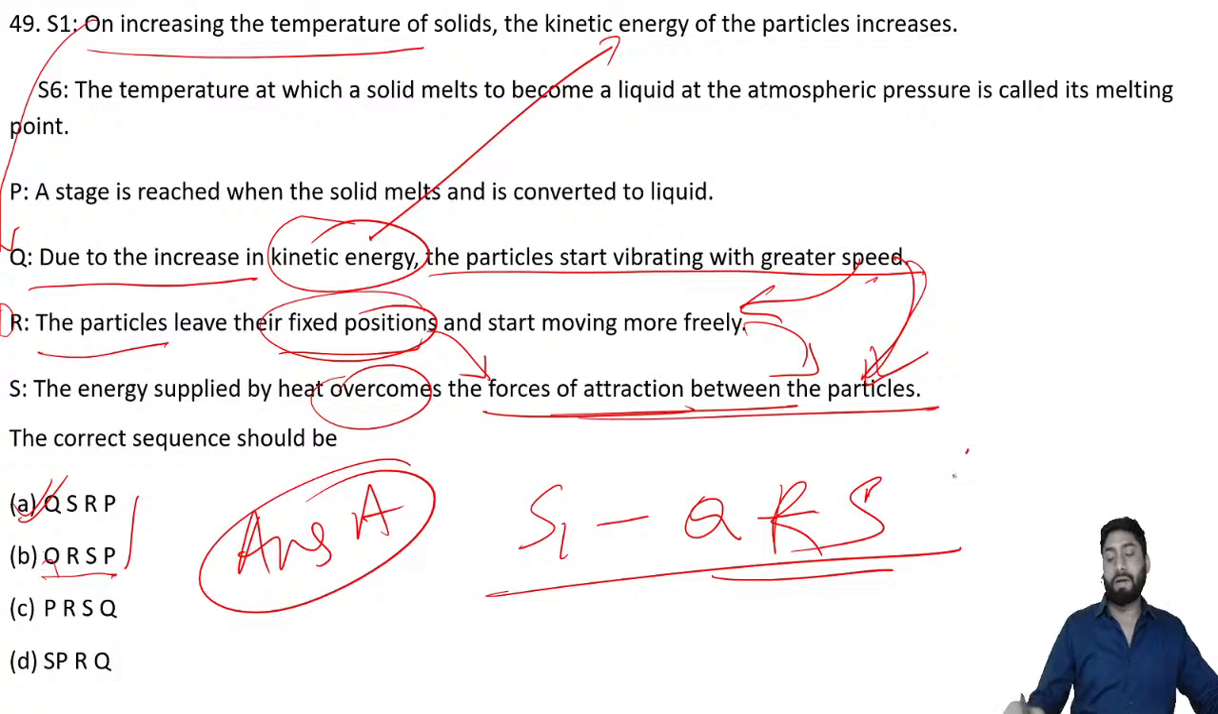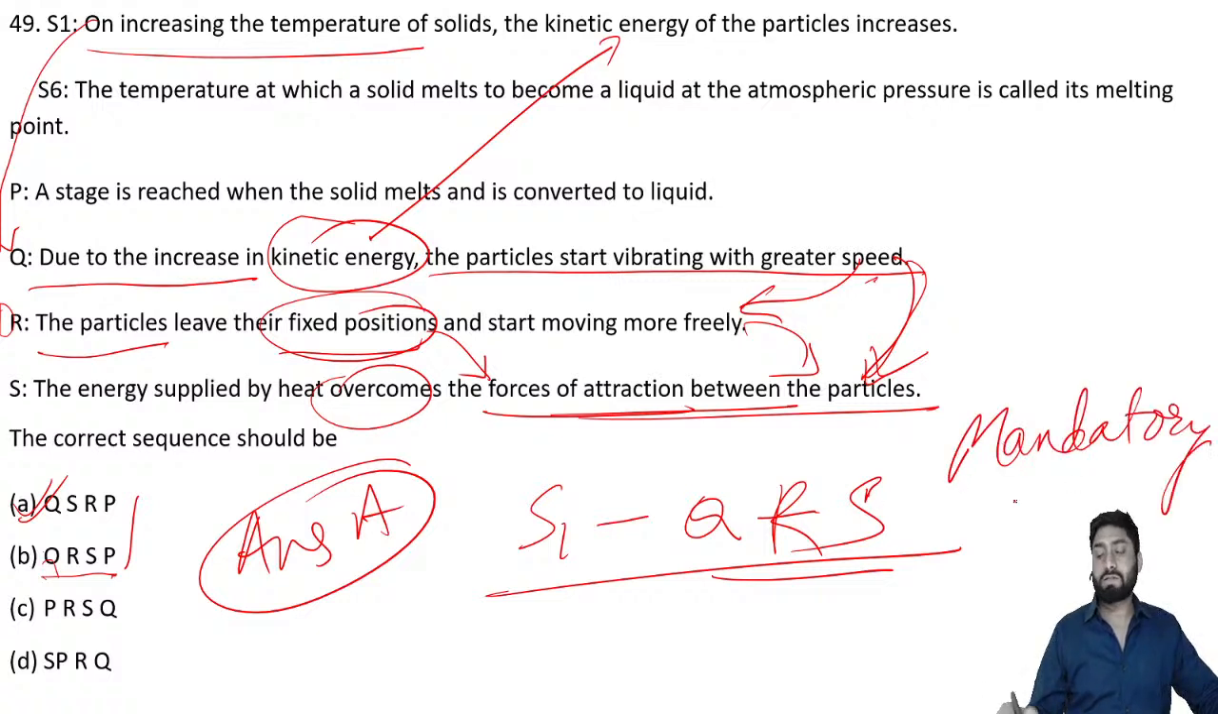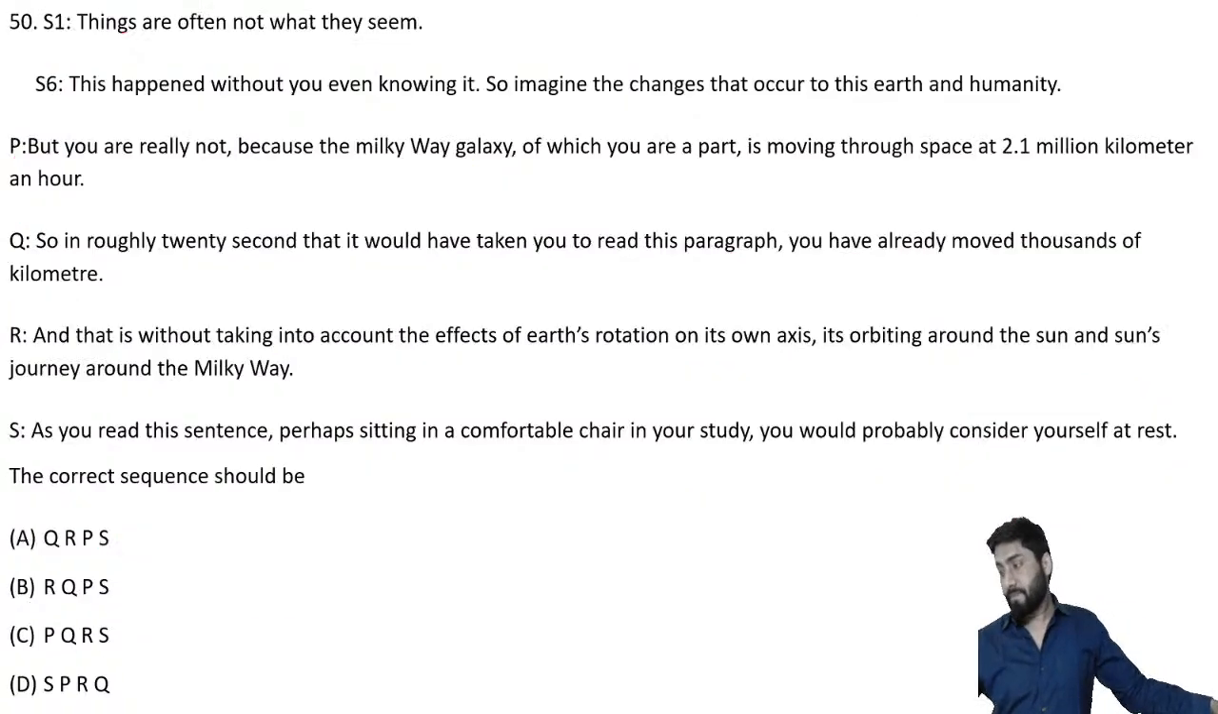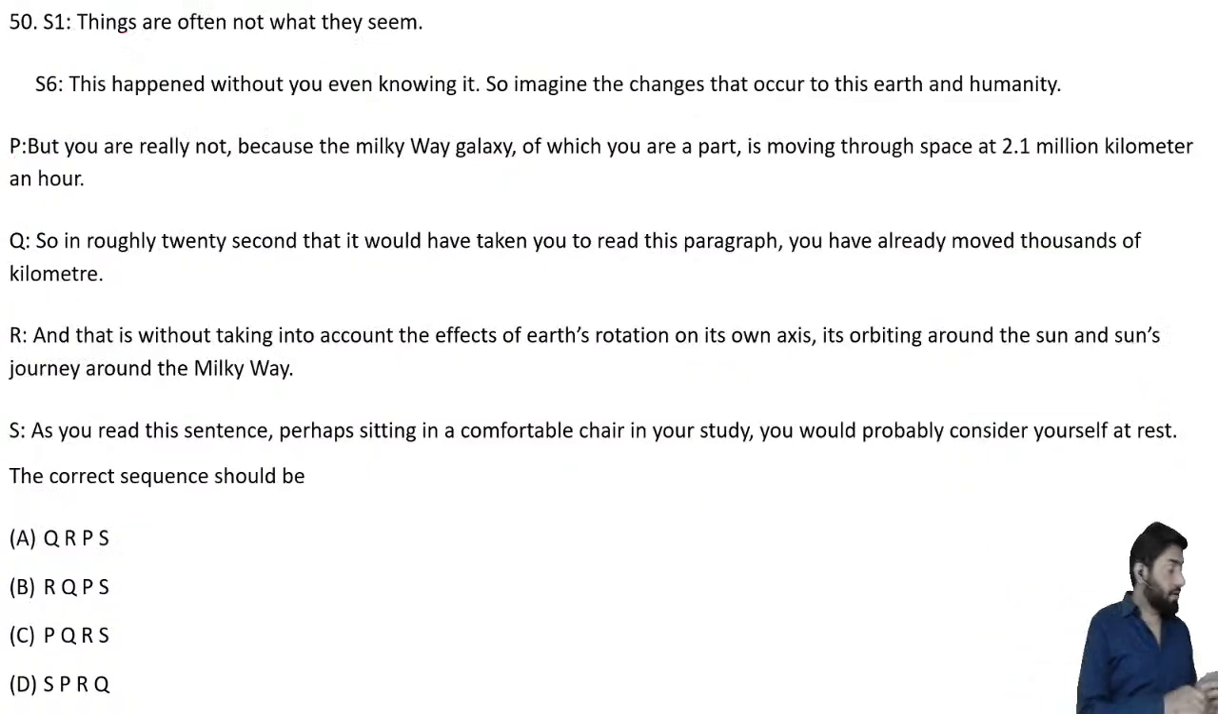Again, the same mandatory pairs. Work on the mandatory pairs. अभी हम ज़्यादा काम नहीं कर रहे हैं इस पे. We'll discuss that later on. If you work on the same fixed position, overcomes the attraction, इसी पे काम करोगे, you'll get the mandatory pairs. Now next, coming back to 50.